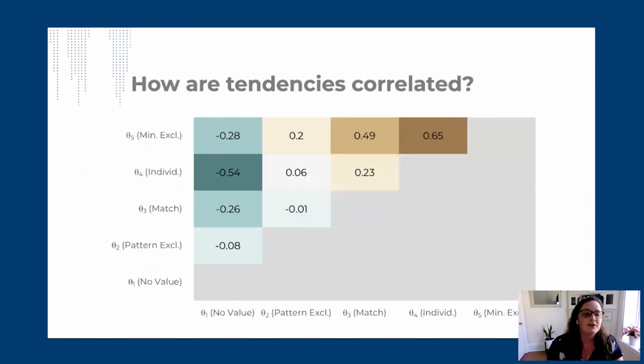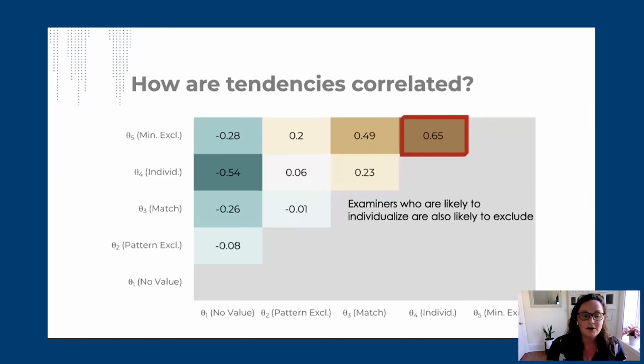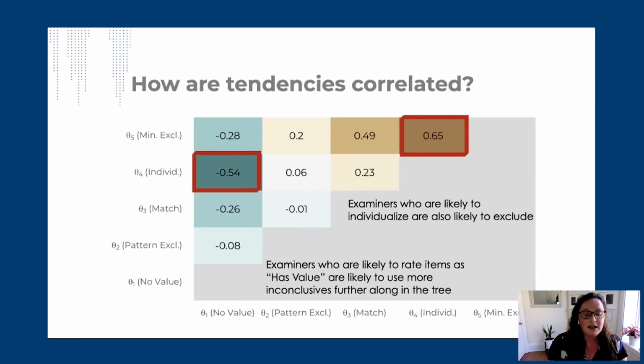And so a natural next question might be, how are the tendencies correlated? And so here I have the correlation coefficients for each of those theta estimates compared to each other. And so first, I'll point out that examiners who are likely to individualize are also likely to exclude. So if you are conclusive in one branch of the tree, you're likely to also be conclusive in the other branch of the tree.